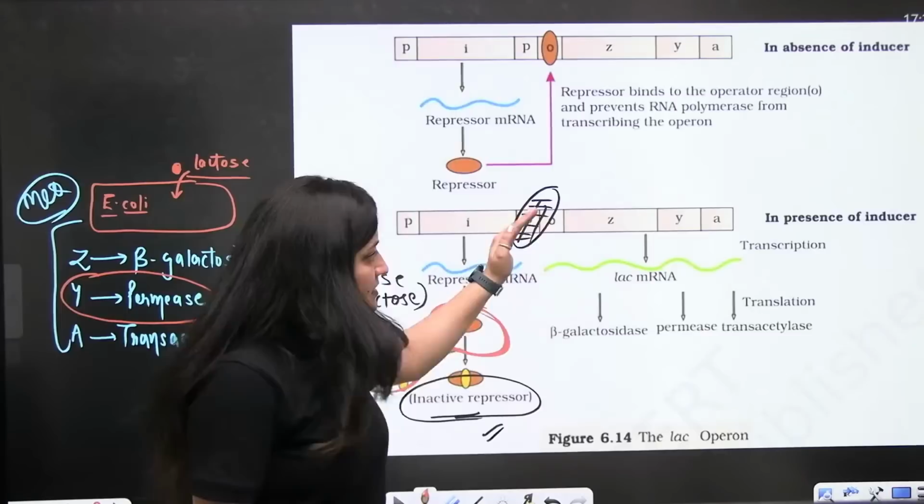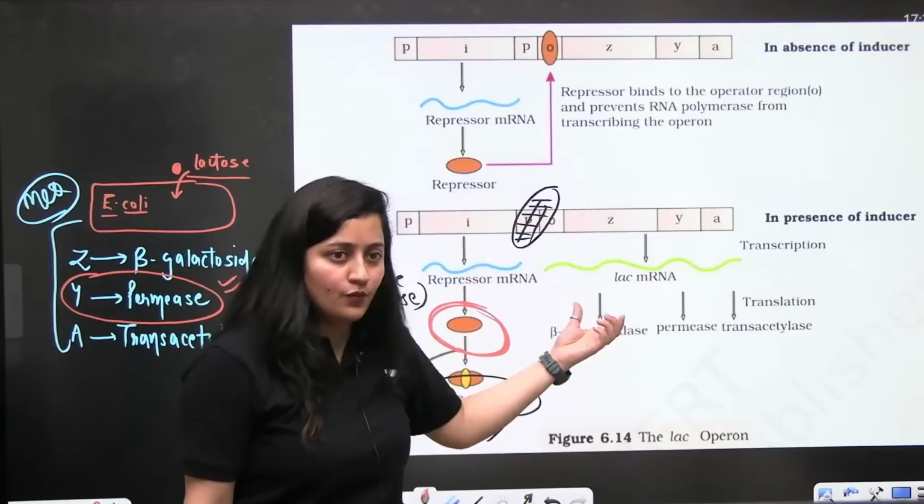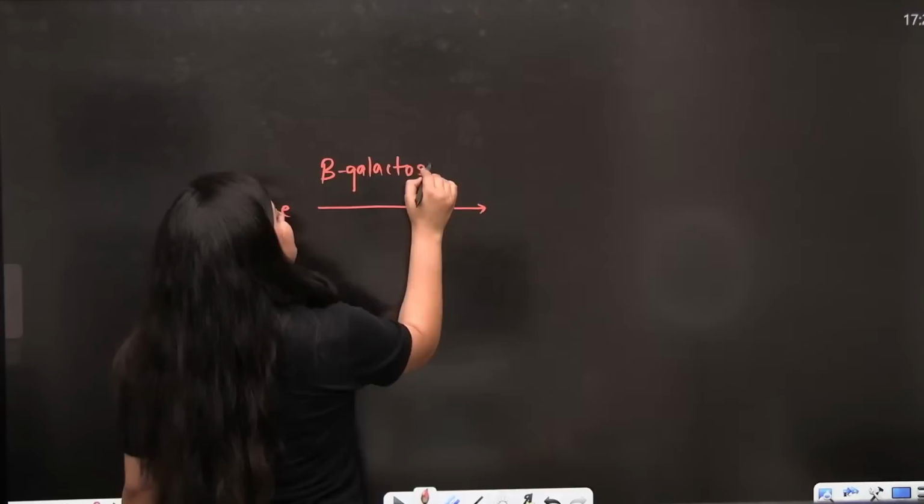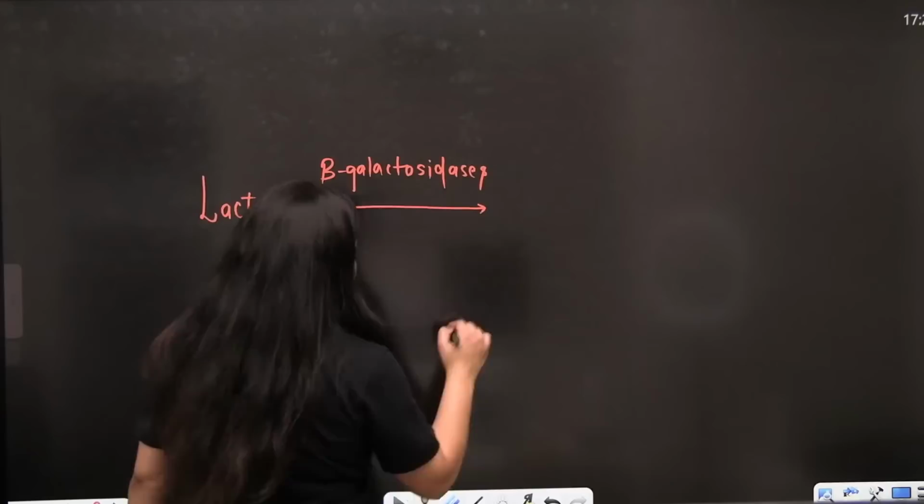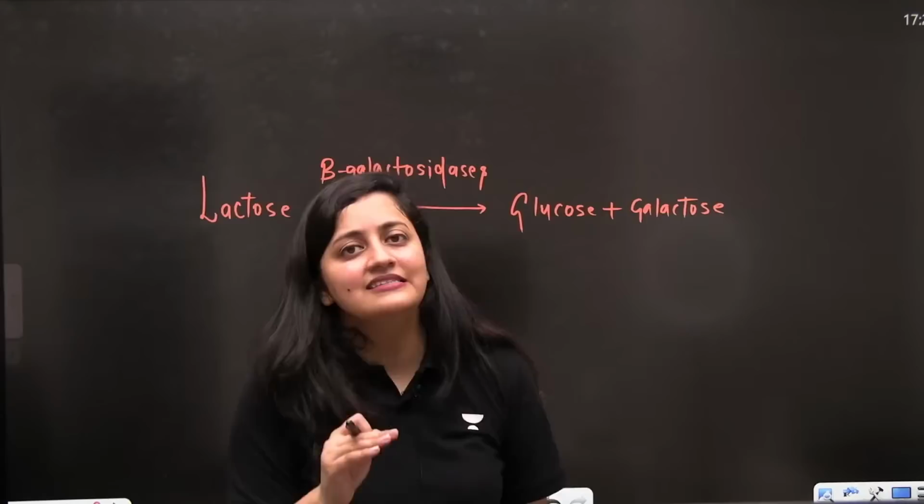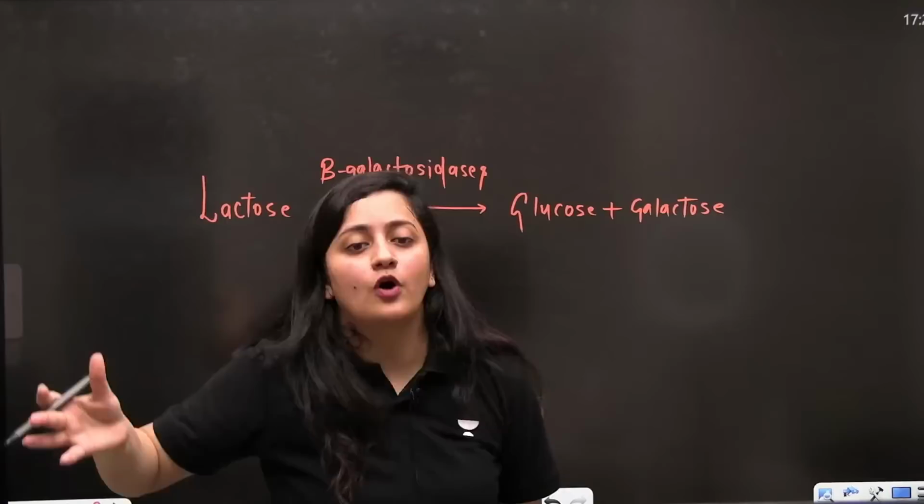The transcription of these three genes will start. You will get the enzymes beta galactosidase, permease, and transacetylase. Now you know that lactose is a disaccharide. So this beta galactosidase enzyme is the one which is going to hydrolyze this lactose into glucose plus galactose. Is that clear? Permease will allow the entry of lactose. And what about transacetylase? Transacetylase basically transfers the acetyl group. It is related to detoxification. That is the point that you need to remember.